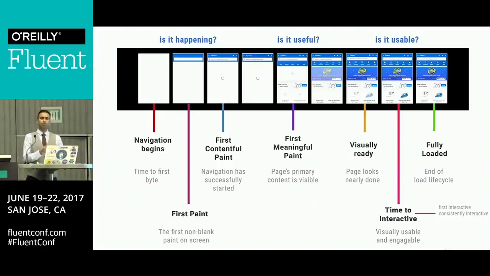Are they seeing a spinner or application UI, skeleton screens, something to say that the browser process has actually kicked off, actually showing stuff? Is it useful is, are you actually delivering them value? Are you showing any text content on the screen, any images, any hint that they're going to be able to start using the process? And is it usable is the point when, if they put their finger down on the screen, they're able to interact with the application.